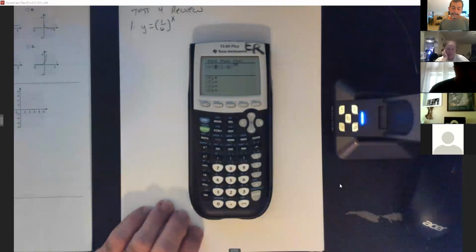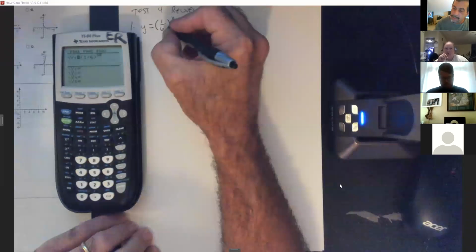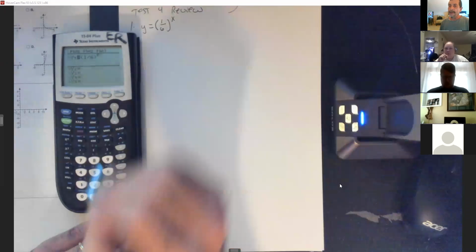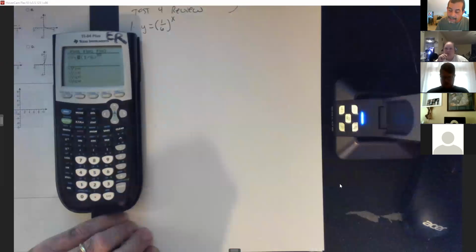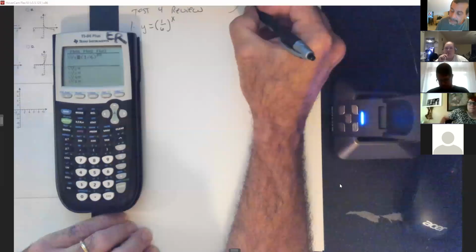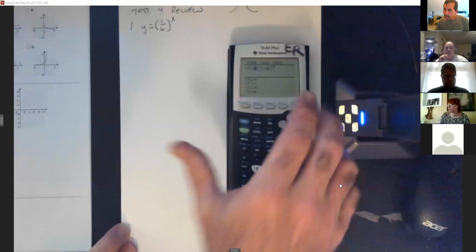Now, remember, when these were whole numbers being hit with the exponent, the graph sort of went uphill, left to right. Since this is a fraction being hit with that exponent, the graph should go downhill, left to right. So fractions sort of go downhill.